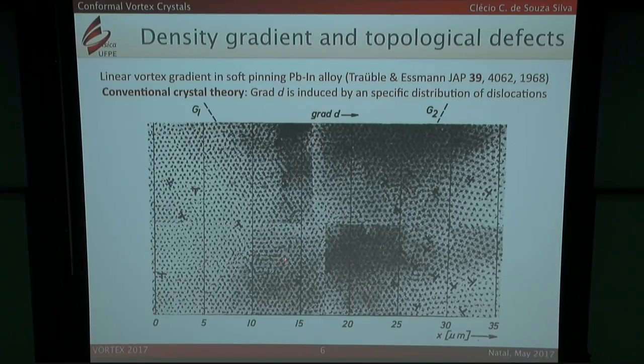So this is a very weak pinning. It's also work of the Essmann group in the 60s. It's a very weak pinning material, and this is the critical state in this material. So you can see that vortex density is high here and more or less low here, and there is a gradient here from left to right. And there is a distribution of topological defects all over. And the authors calculated the distribution of these defects and demonstrated that it agrees with the conventional theory of crystalline defects, that in order to keep this gradient, you need a certain distribution of defects.